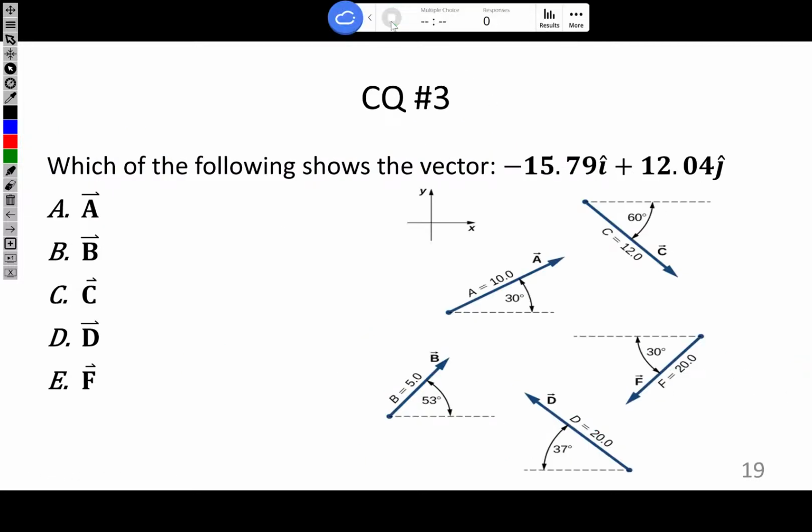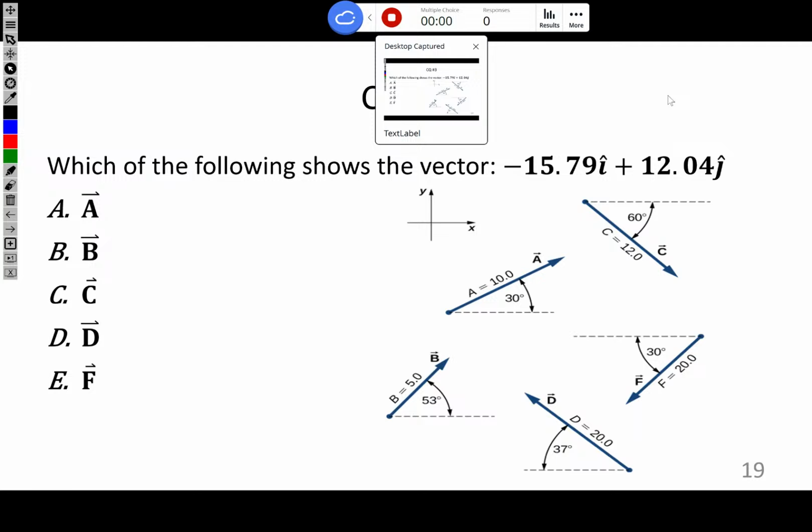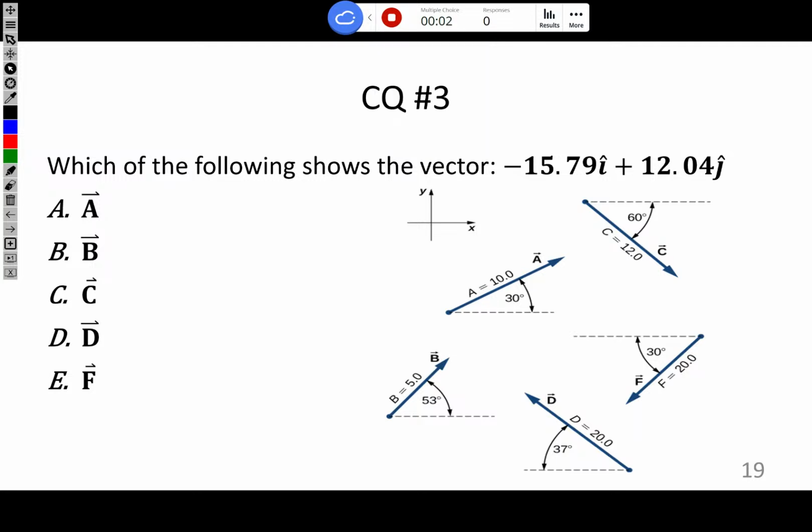Okay. I'm going to open this question, then I'll read through it, and then I'll tell you all how to solve it. Which of the following shows the vector negative 15.79 i hat plus 12.04 j hat? Remember, to the right is positive, to the left is negative. Up is positive, down is negative. You can also do math. There's two ways to do this. There's a quick way and there's a math way. They both get you to the same answer.